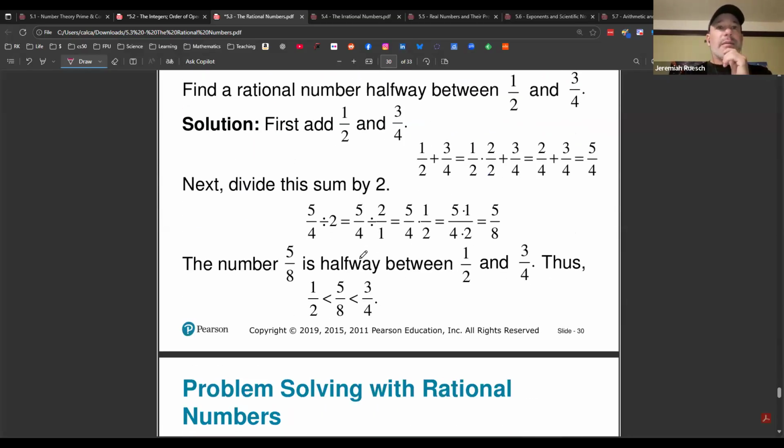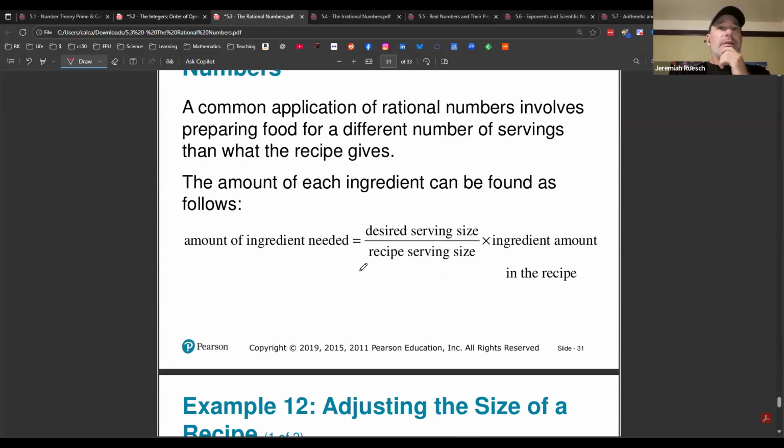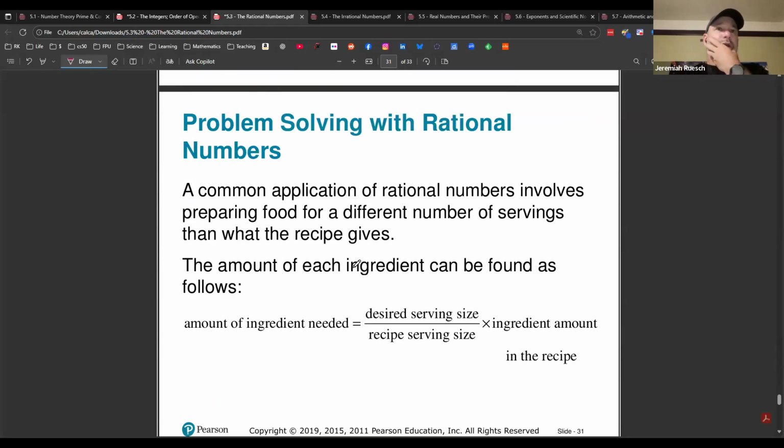So here's an example illustrating that property. And then finally, solving rational numbers.